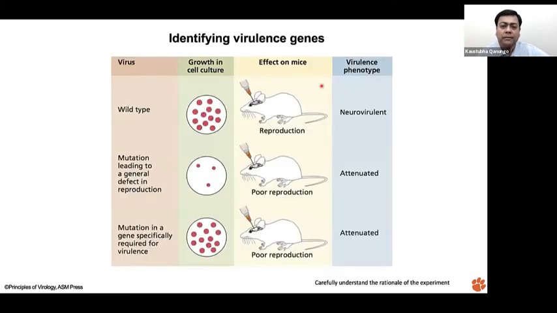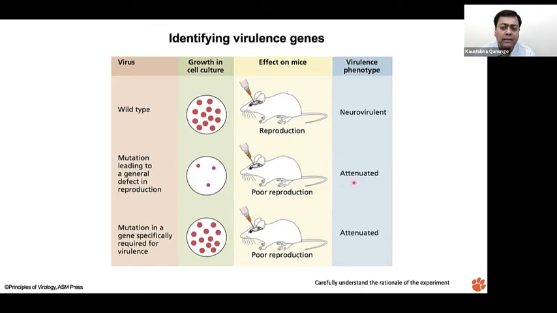So here we are looking at one of the experiments. You have a wild type virus which grows in the cell culture. You can see a mutation leading to a general defect in reproduction right here. On the other hand, here is a mutation in a gene specifically required for virulence. How do we look at this? If you take the wild type, grow it in the cell culture, and put it on the mice, this is neurovirulent, and it will kill the mice. On the other hand, you can have a mutation which leads to a general defect in reproduction. Of course, it will be attenuated.